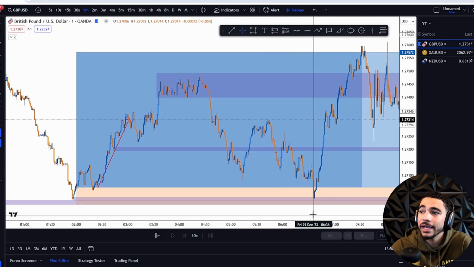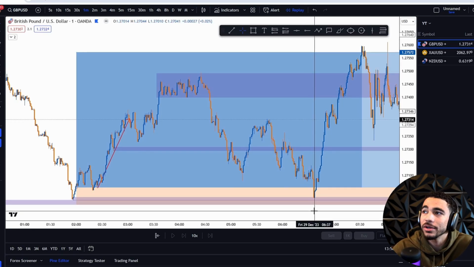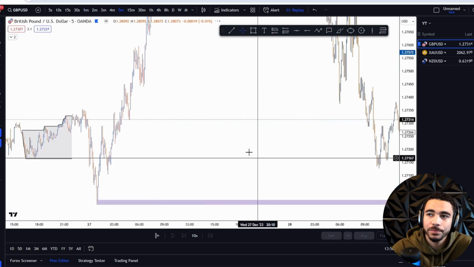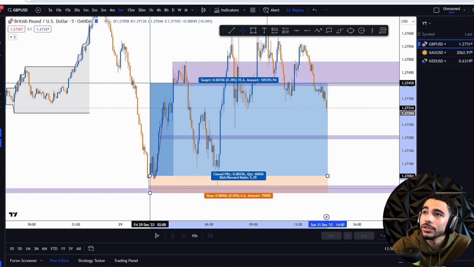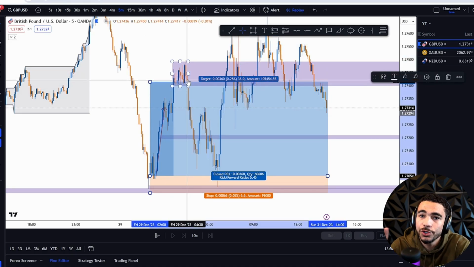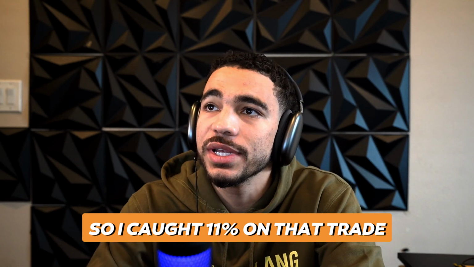I could have even taken a scale in, but I was already on live for 8 hours. I was extremely tired, and I didn't think it was worth it. So you guys can see this was another great trade, which we caught just about a 1 to 5.5, and I risked 2% on it, so I caught 11% on that trade.